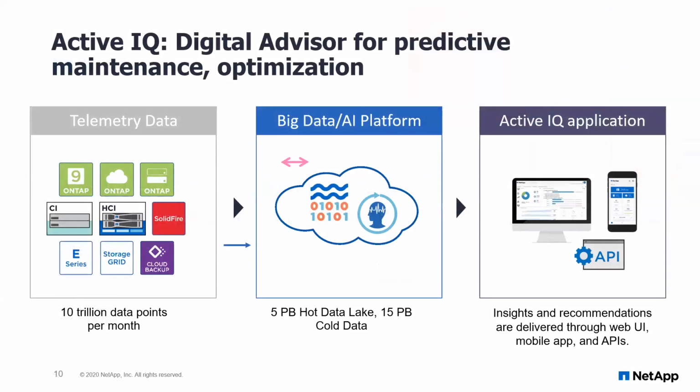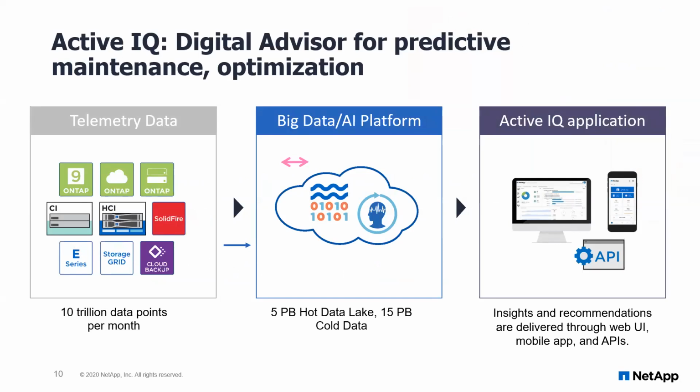So first, I want to give you some context for what it is we do, what is ActiveIQ, and why all of this is important to us. We collect telemetry data from all of NetApp's storage systems around the world every single day, and we get approximately 10 trillion data points per month.